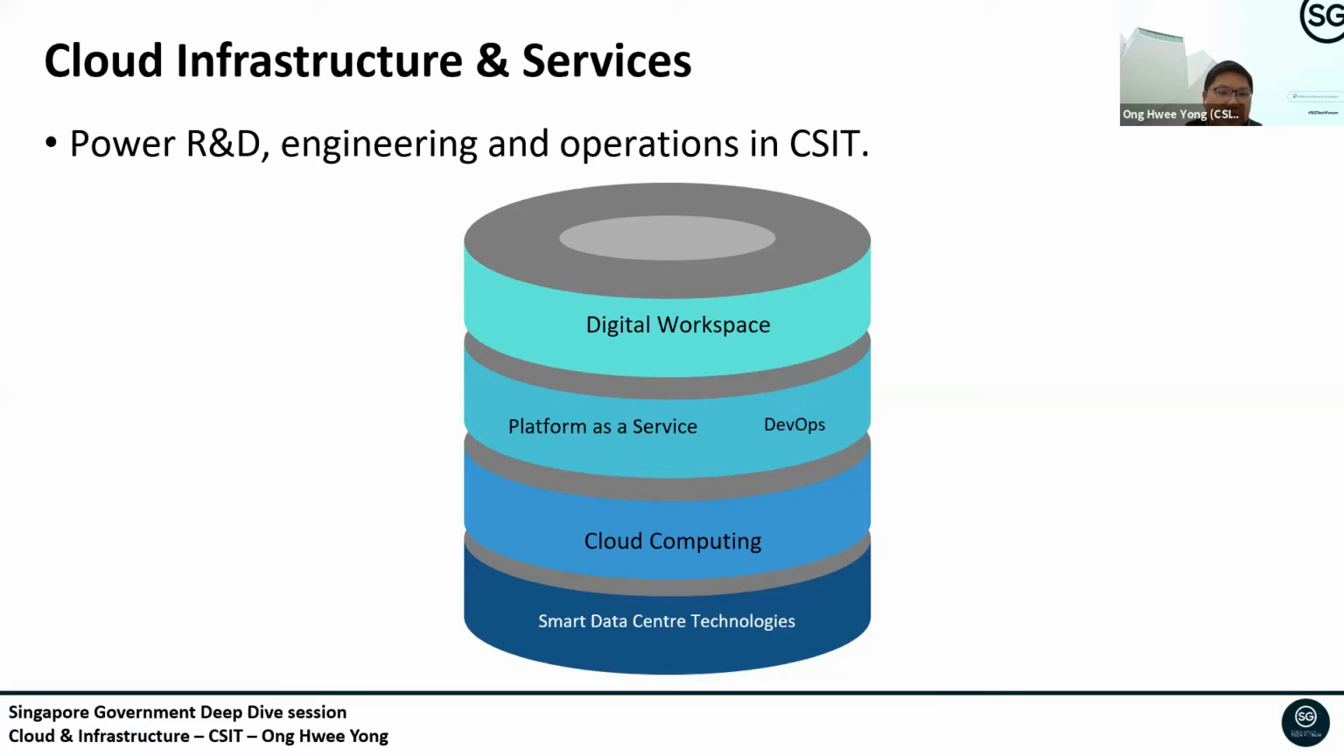Then the lower layer, cloud computing, which is what I refer to as infra as a service. This is the area where all your virtual machines, virtual storage, and virtual networking are. In terms of hardware, increasingly we're also deploying hyper-converged infrastructure to simplify the manageability of hardware and networking equipment. Last but not least, we also build and run our own data centers. With this whole stack of technology, we power the R&D engineering operations in CSIT, and it gives you a full range of experience building and operating a private on-prem cloud in CSIT.